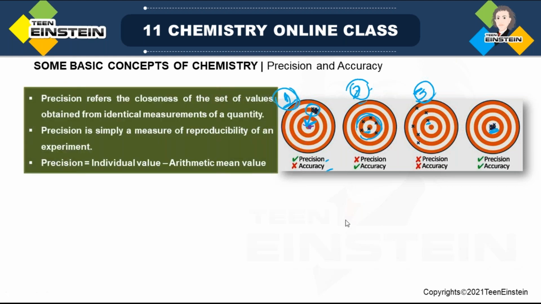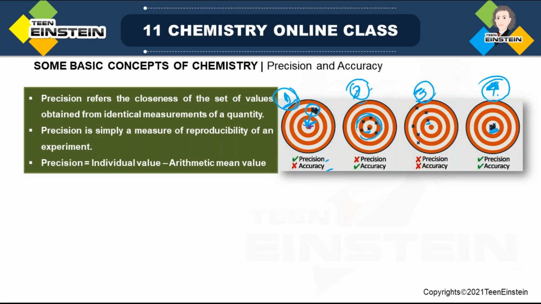So precision refers to the closeness of the set of values obtained from identical measurements of a quantity. So you are doing the experiment several times, and all the times, if the values that you are getting are close to each other, it will be precise. That is the reason in these 2 pictures, picture number 4 and picture number 1, these 2 are basically precise. Precision is simply a measure of reproducibility of an experiment.